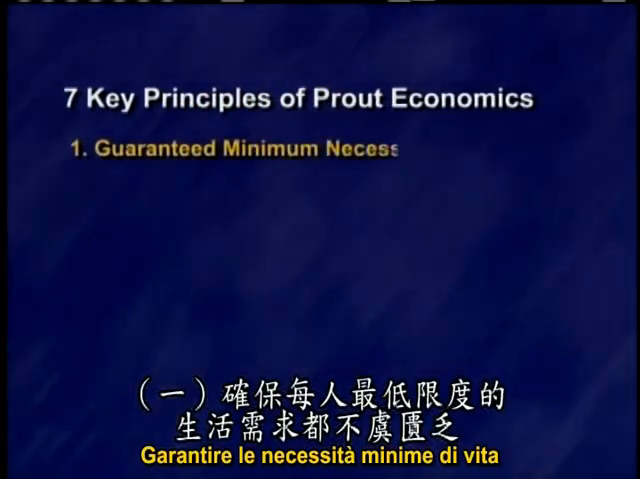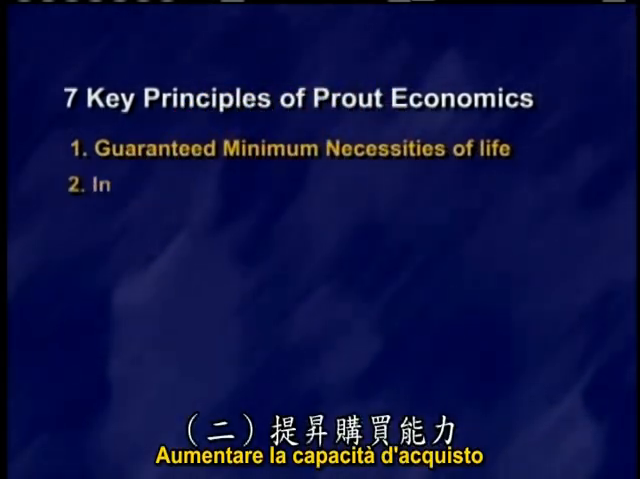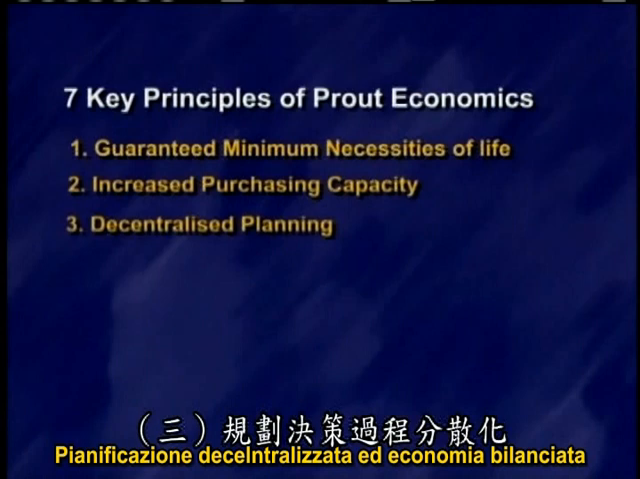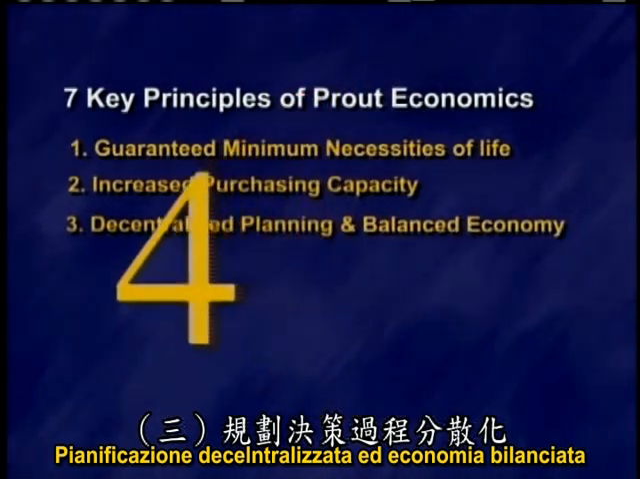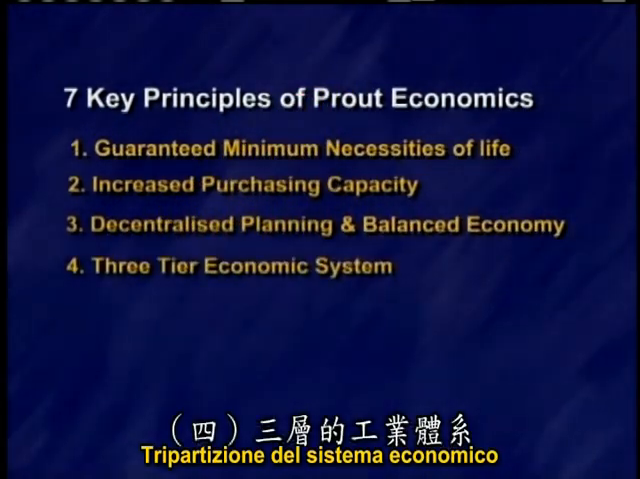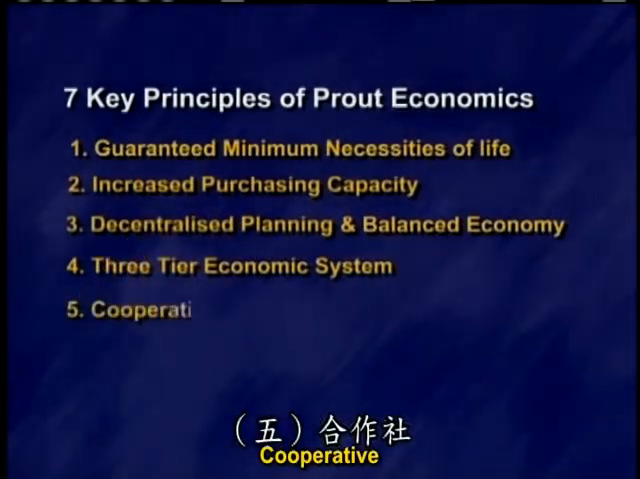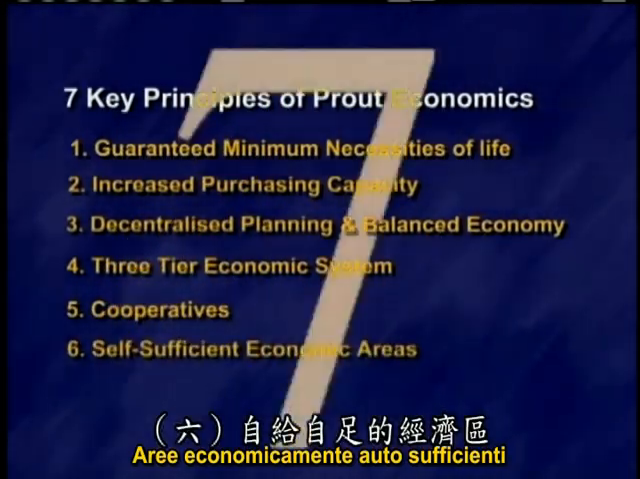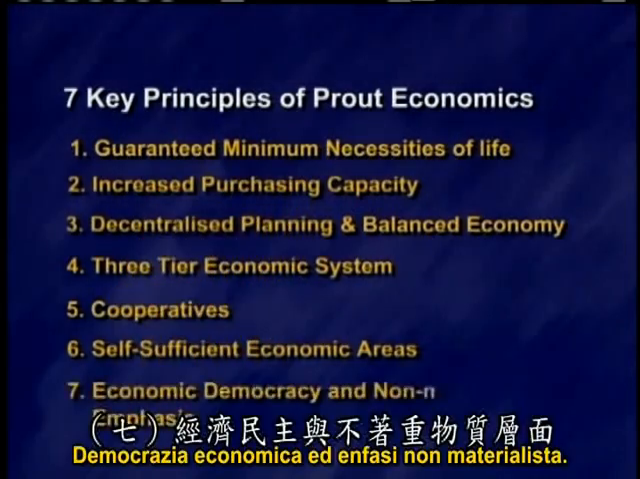Guaranteed minimum requirements of life, increased purchasing capacity, decentralized planning, and balanced economy. The 3-tier economic system: cooperatives, self-sufficient economic areas, economic democracy, and non-material emphasis.